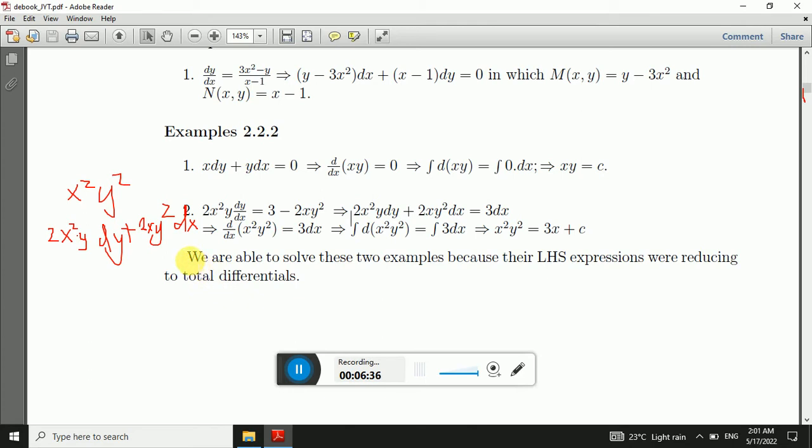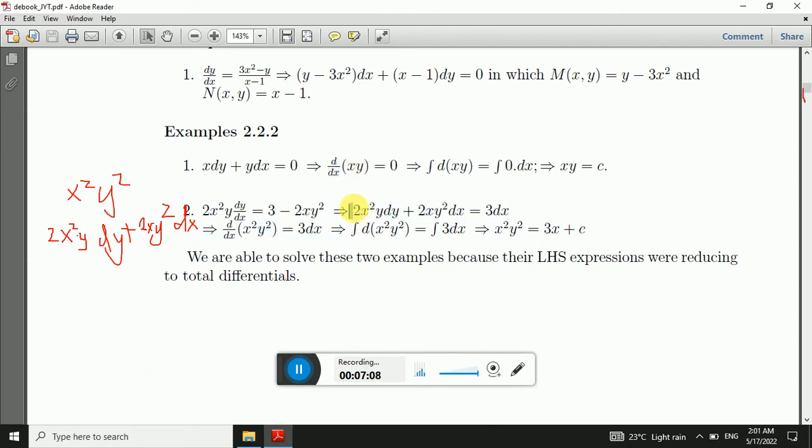So, that's what this next sentence is trying to illustrate, that we are able to solve these two differential equations because their left-hand side expressions were reducing to total differentials. Total differentials here means that if you look at a function, for example, a function like this, can you write it with a differential? Like we've done here, we've said d dx of xy.